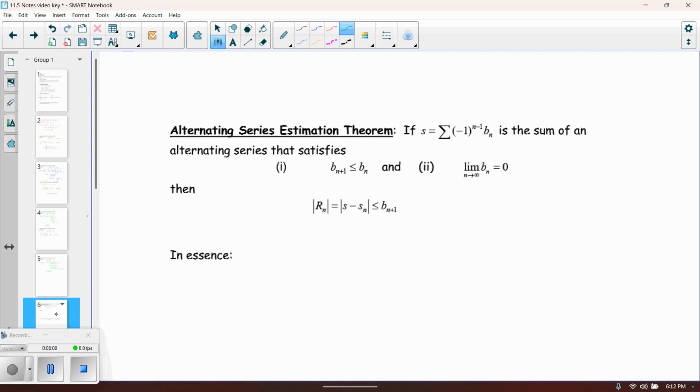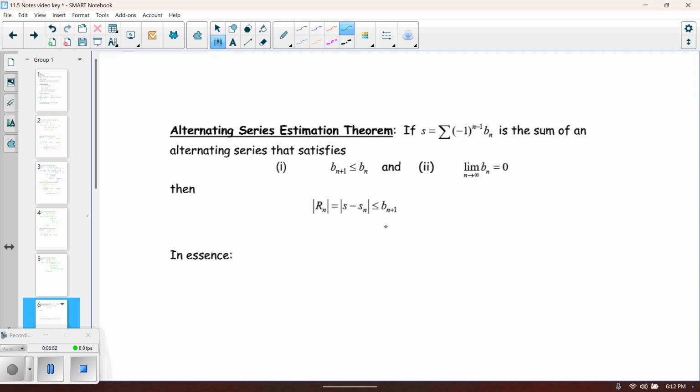Okay, this is just stating that it's decreasing for the absolute values, and then the limit as n goes to infinity of b sub n is 0. It's exactly the same thing as a sub n. It's just basically saying this has to satisfy the alternating series criteria first for it to be convergent and to have a sum. If that is the case, the absolute value of r sub n, that is our remainder, is equivalent to the absolute value of the sum minus the sum of the first n terms, which is less than or equal to the b sub n plus 1 term.